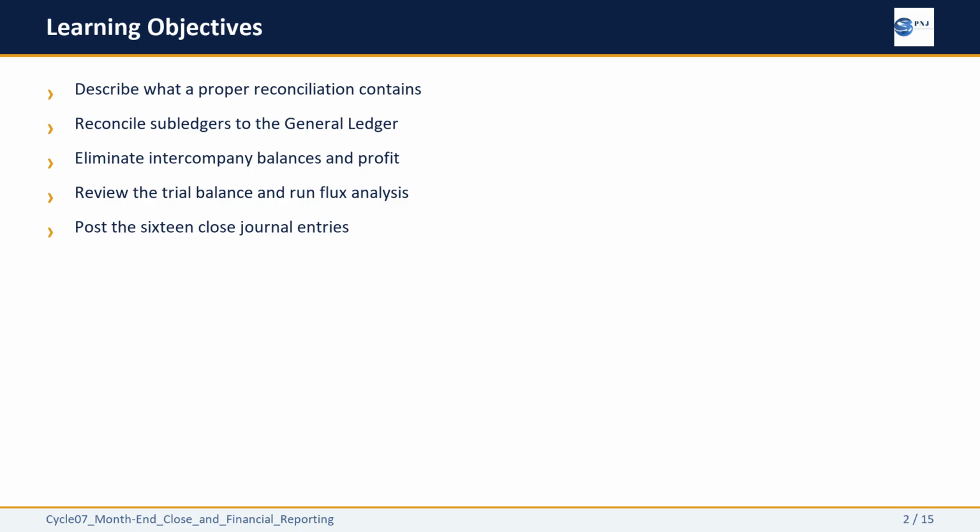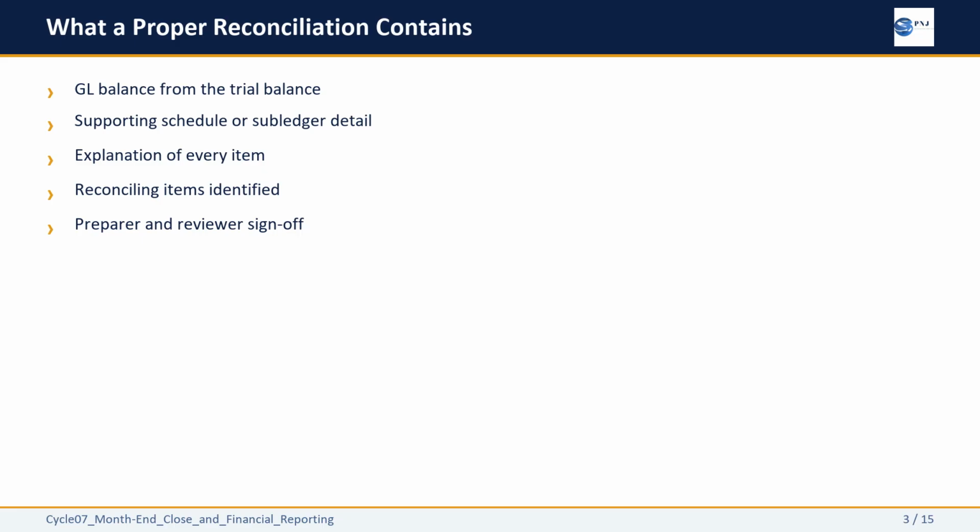Fourth, review the adjusted trial balance and run a flux analysis against budget and prior periods. And finally, understand the 16 close journal entries, grouped by purpose, so you know what each one does and why it matters. Why can no period close until every balance sheet account is reconciled? Because a reconciliation is the foundational internal control that proves the balance sheet is complete and accurate.